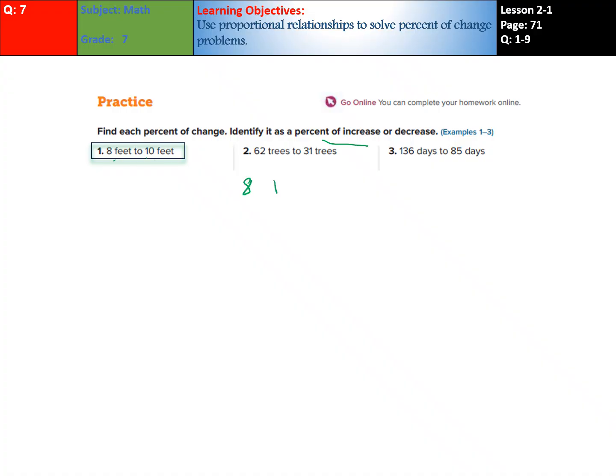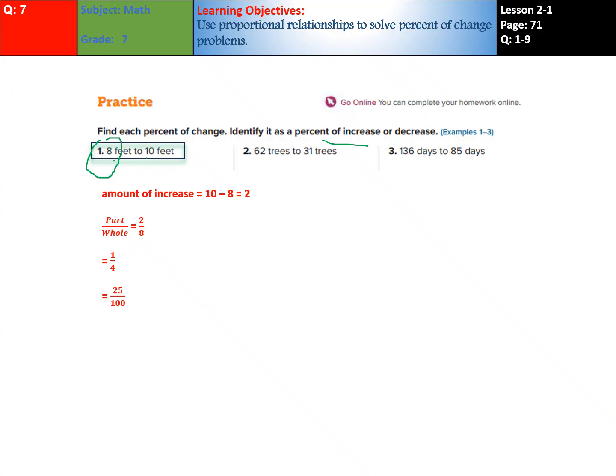8 is less than 10, so it is decreasing, so you will say that this is a percent of decrease. Now how will you find the percent of decrease? For that you will subtract 10 minus 8. You will find the amount of decrease, that is 2. Then you will use the formula part over whole. Which formula will you use? Part over whole. What is the part? 2. And what was it initially? 8. So you will divide 2 by 8 and then convert it into a percent.